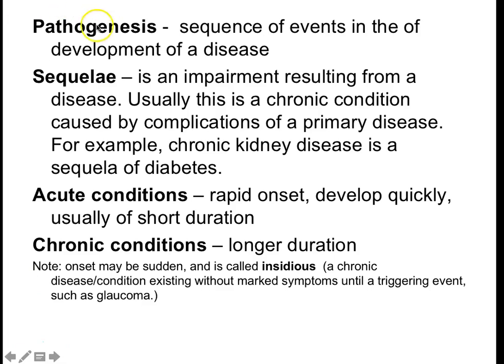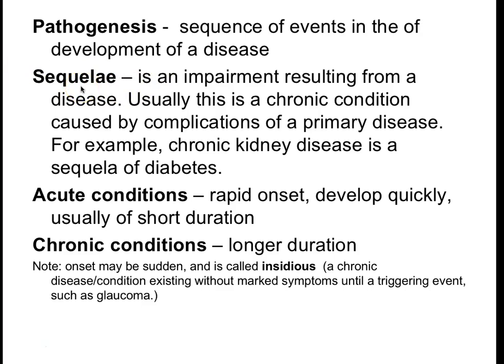Pathogenesis. Genesis is the birth of, and patho, right? The birth of pathology. So what are the sequences that are going to, in the end, have a disease develop in the body? Now, a sequela, on the other hand, is an impairment resulting from the disease.